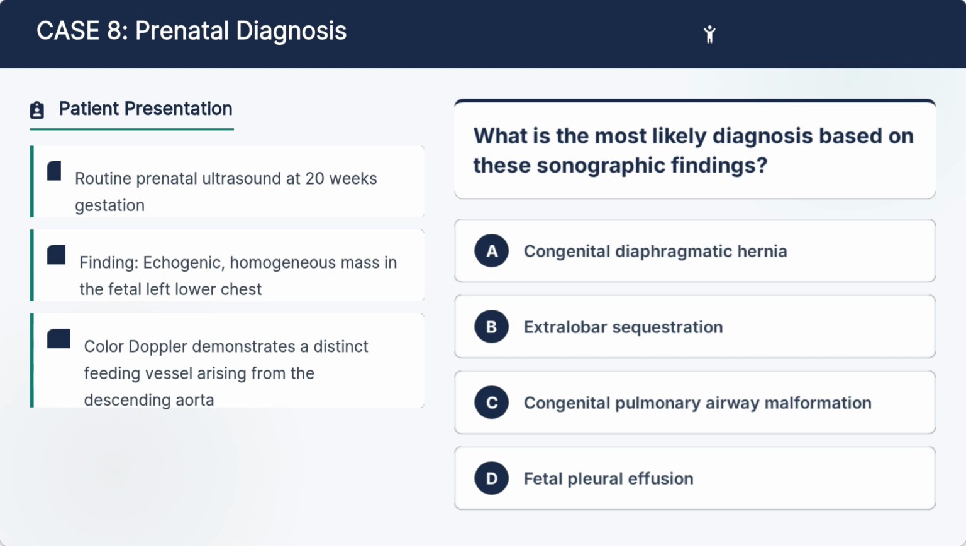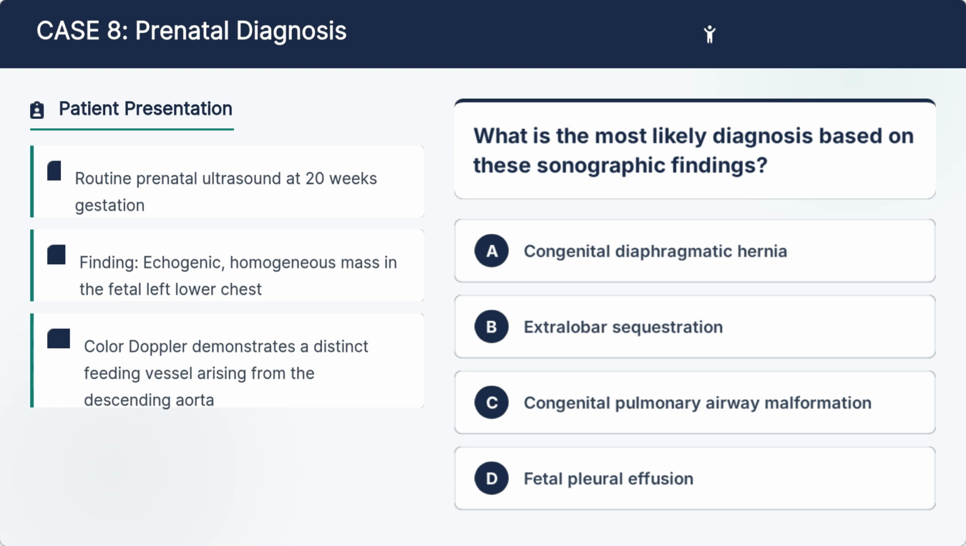Case 8. Prenatal diagnosis. A routine prenatal ultrasound at 20 weeks of gestation reveals an echogenic, homogeneous mass in the fetal left lower chest. Color Doppler imaging demonstrates a distinct feeding vessel arising directly from the descending aorta. The question is, based on these prenatal findings, what is the most likely diagnosis?